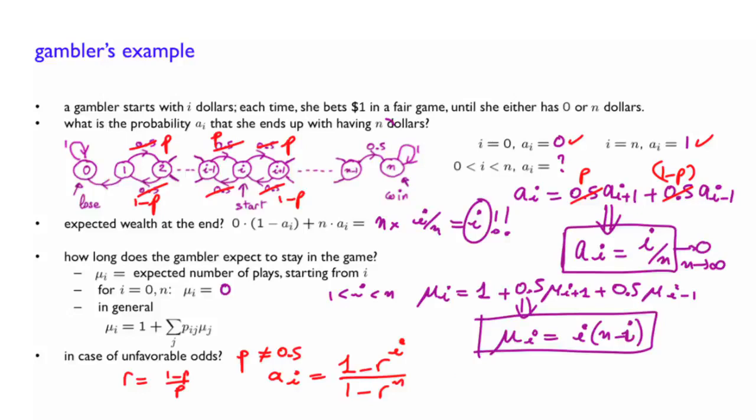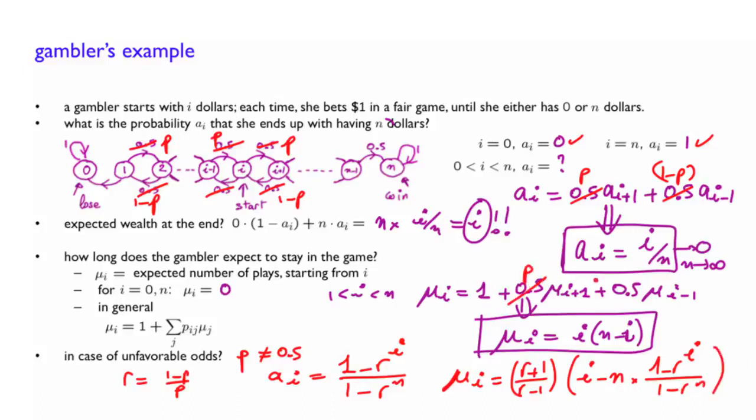And what would be the expected amount of time she will play? Instead of that equation, if you solve it, you would have mu of I equals R plus 1 divided by R minus 1 times I minus n times 1 minus R to the power I divided by 1 minus R to the power n. Because you would have here again P and 1 minus P here.